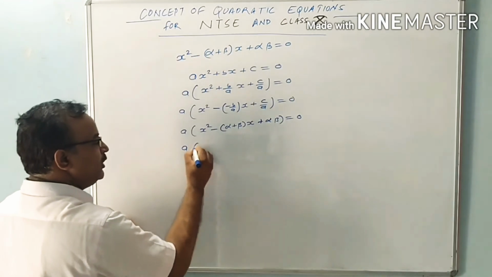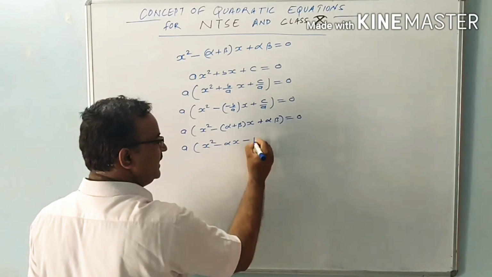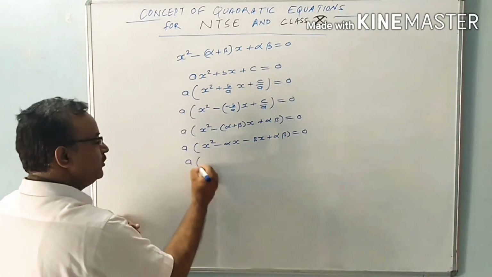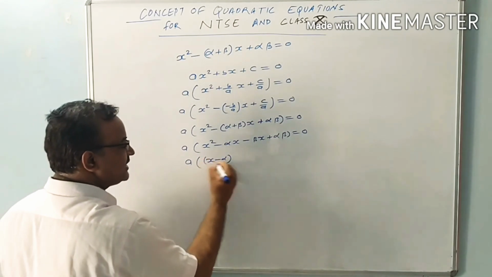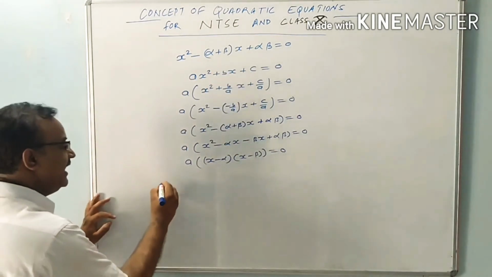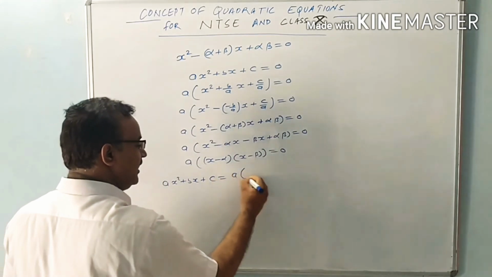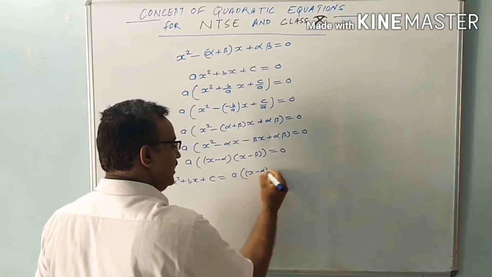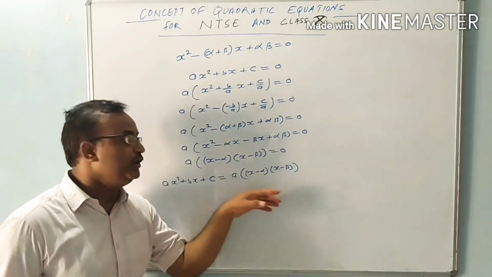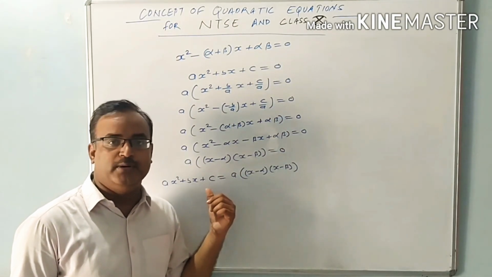We can also write it as a into (x square minus alpha x minus beta x plus alpha beta) is equal to 0. So a into, when we take common, (x minus alpha) and (x minus beta) is equal to 0. That's why generally we write ax square plus bx plus c is equal to a(x minus alpha)(x minus beta). Clear? Where alpha and beta are the roots of the given quadratic equation and a is a real number.